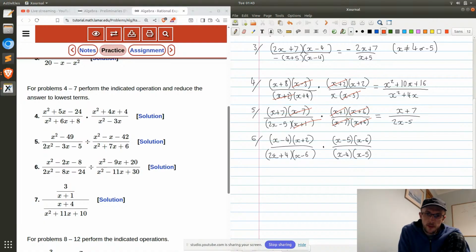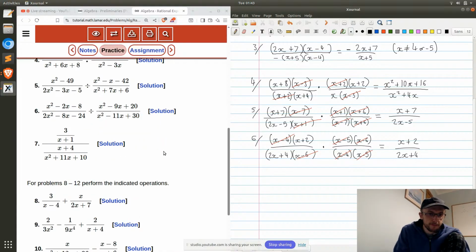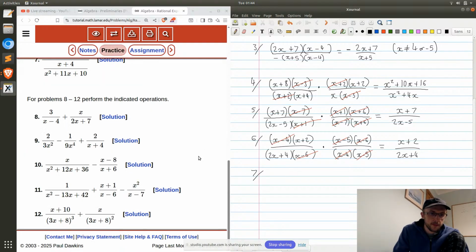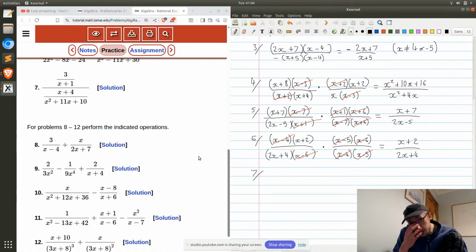Okay, and down. So we just are left with those two. Beautiful. And then in problem 7, we are to divide one rational expression by another.